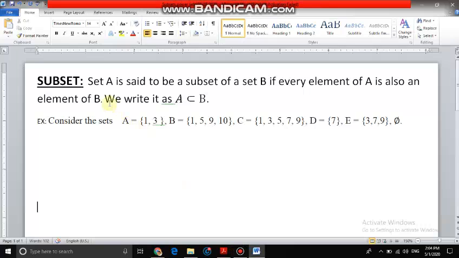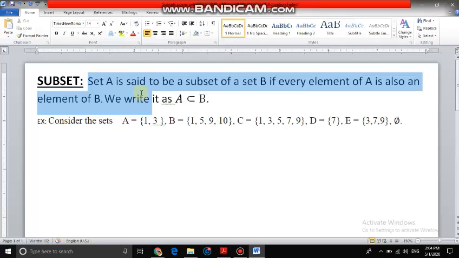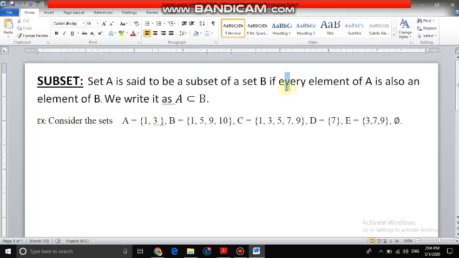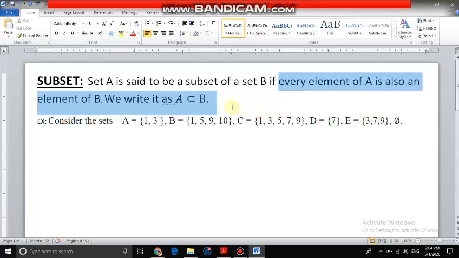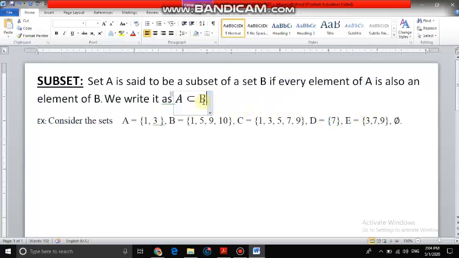So now we are moving to the next topic, that is subset. First let me read the definition. Set A is said to be a subset of B if every element of A is also an element of B, and we write it as A is a subset of B. This is the symbol for subset. So if A is a subset of B, then I have to use this symbol.